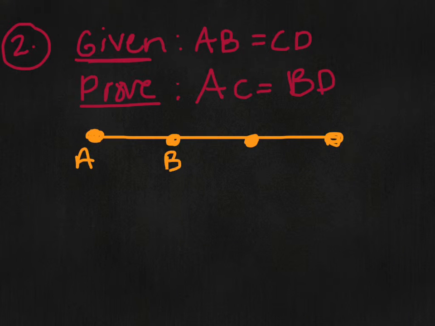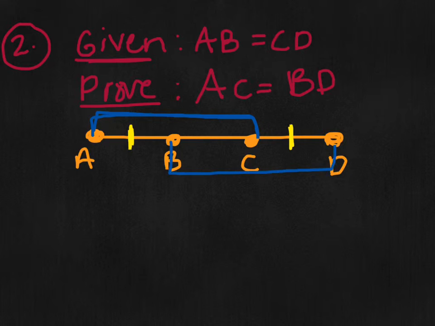A, B, C, and D. Okay. It's saying that AB is equal to CD. So go ahead and draw those tick marks on your diagram. And we're trying to prove that this whole segment, A to C, is equal to this whole segment, B to D. That these are equal. Okay. Well, we're going to use that 2-column proof below to help us figure that out.